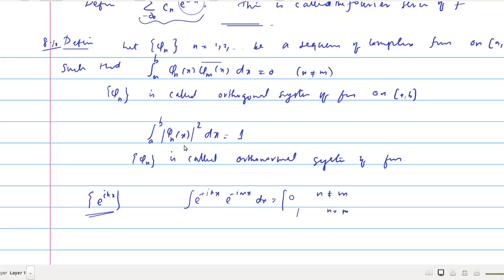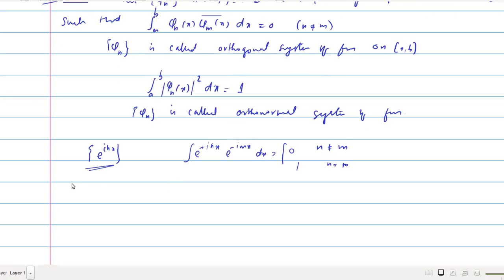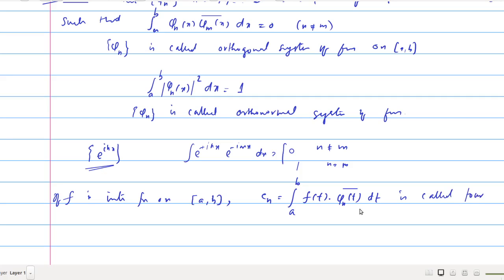Then, corresponding to any orthonormal system of functions, we can define a Fourier series. If f is an integrable function on a b, replacing minus pi to pi by a b, first you define Cn equal to the integral from a to b of f of t times phi n of t conjugate dt. This is called the Fourier coefficients of f with respect to the orthonormal system of functions phi n.